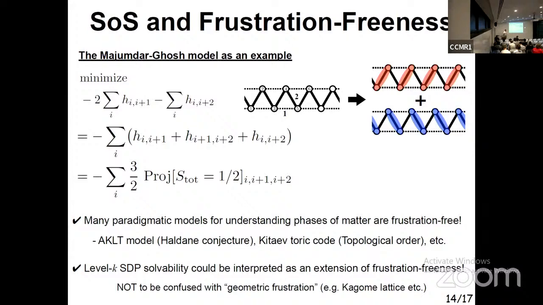But wait, so what's the asterisk? It's that this projector can be written as a low degree polynomial of singlet projectors, so these H's. That degree exactly corresponds to the degree that we're using for the SDP. Right now we just played around with level 1, and in principle you can go to level 2. So you can say, oh, this model is actually not frustration-free for level 1, but it becomes frustration-free for level 2. That kind of thing can happen. I think we can say that our algorithm lets you quantify how frustration-free a system is. And I think that's pretty cool.